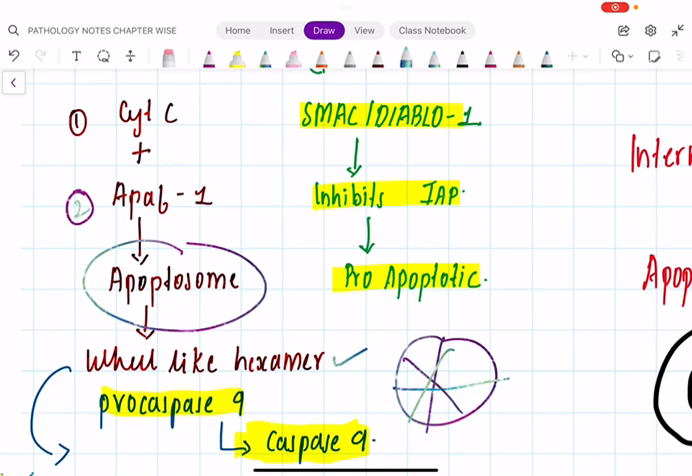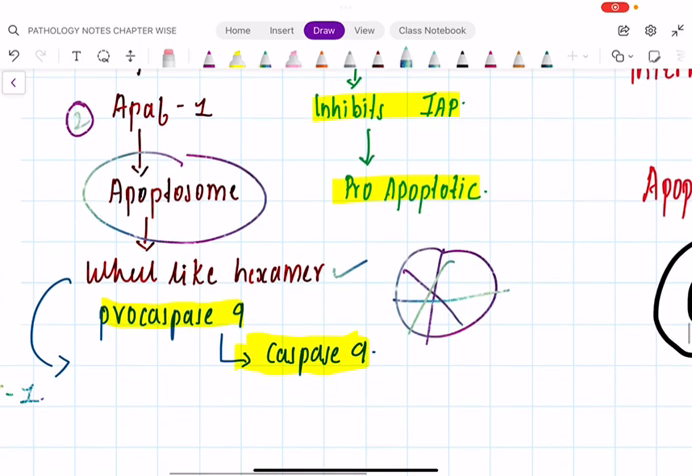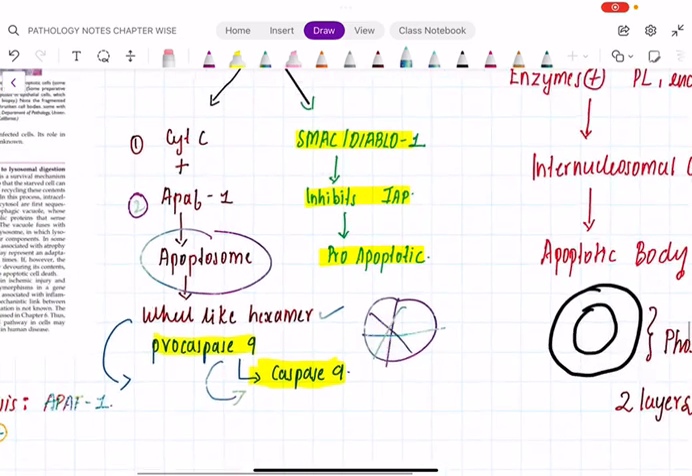Like this hexamer. And this will further stimulate the conversion of procaspase 9, because in the intrinsic pathway we have caspase 9, whereas in the extrinsic pathway we have caspase 8 and 10. Procaspase 9 will be converted into caspase 9. I hope it is very clear for you. Further, this will stimulate the execution pathway of apoptosis, that is caspases 3, 6, 7. So that is one set of compounds.